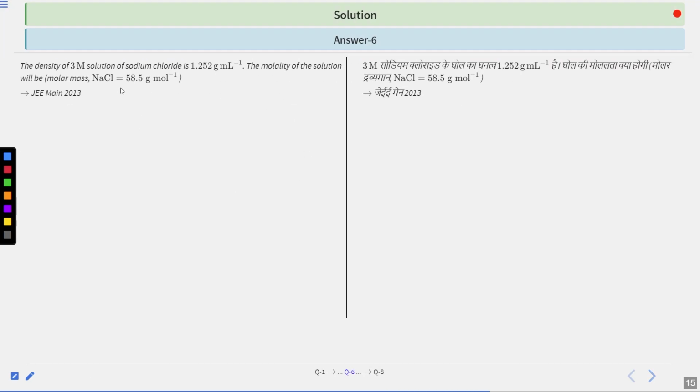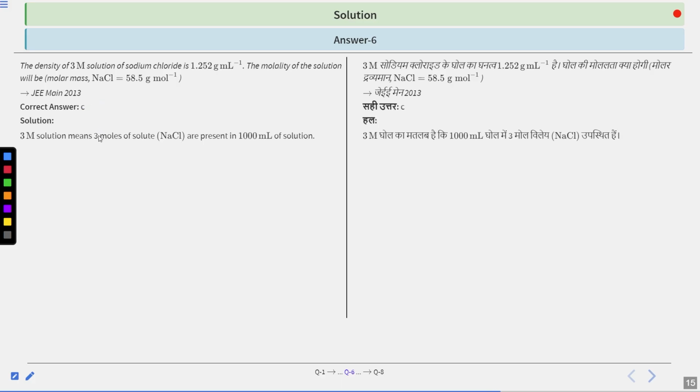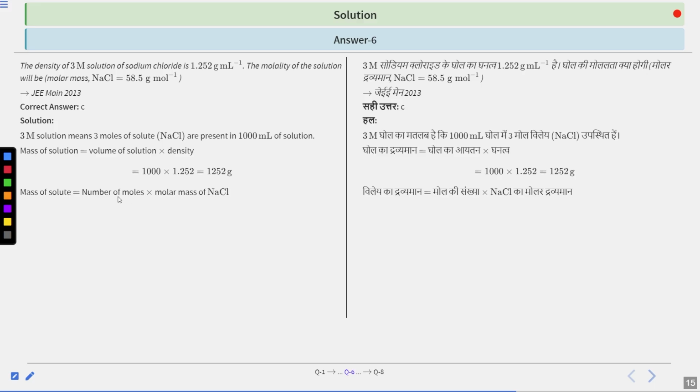So this was your question. It was saying that you have a 3 molar solution whose density is 1.252 gram per ml and you have to calculate the molality. For those who solved, the correct answer is C. A 3 molar solution means 3 moles of solute in 1000 ml. Clear? So the mass of the solution is volume of solution into density. That will give you the mass of the solution. Now we calculate the mass of the solute, that is number of moles into molar mass of NaCl.